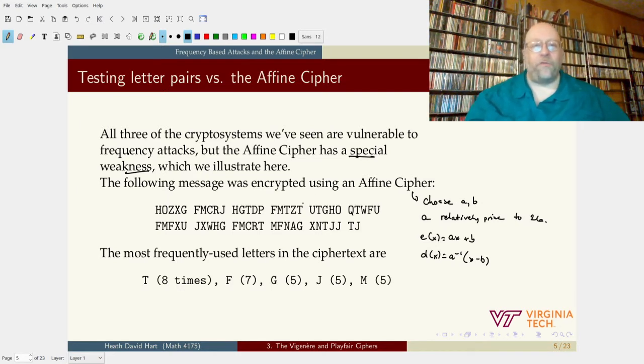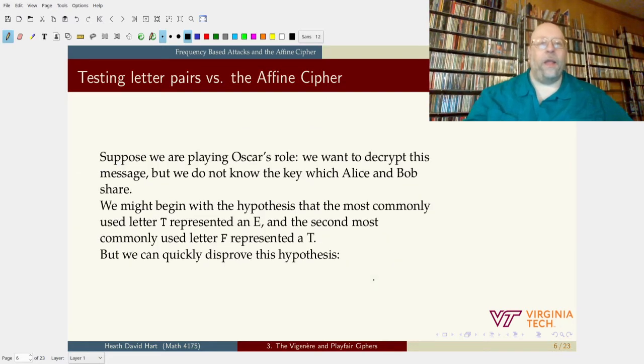Now, if I look at the frequently used letters in this ciphertext, I find that T gets used 8 times, F gets used 7 times, G and J and M each get used 5 times, and then every other letter is a little bit less frequent than that. And so we're trying to crack the Affine Cipher. We're playing Oscar's role. We do not know the key, but we do know these letter frequencies.